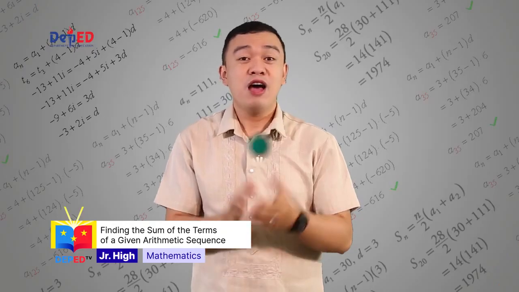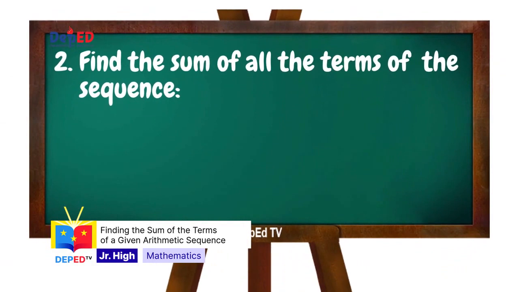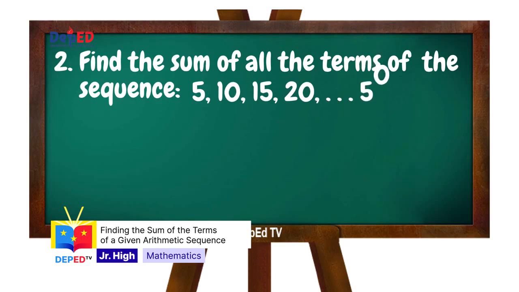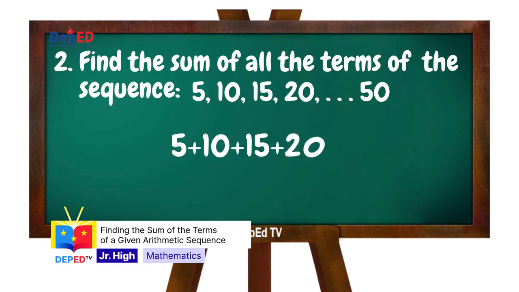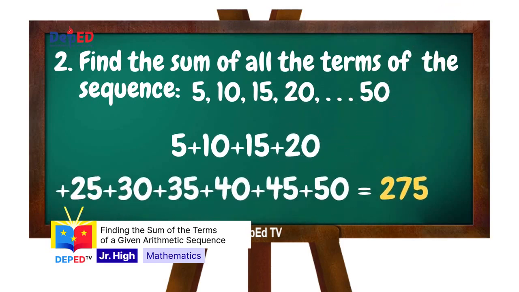Number 2. Find the sum of all the terms of the sequence 5, 10, 15, 20, up to 50. By listing all the terms of the sequence and adding them, we have 5 plus 10 plus 15 plus 20 up to 50, you will get 275. Thus, the sum of the terms of the sequence is 275.